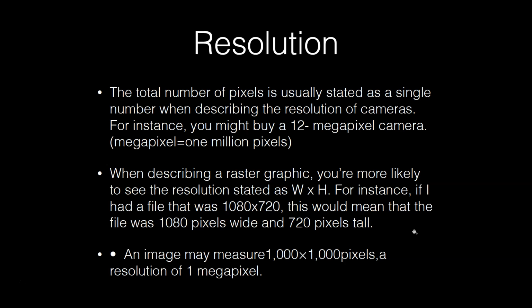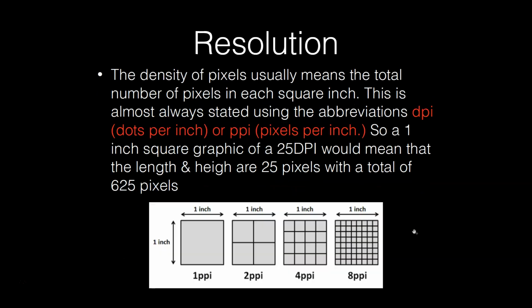An image that's 1,000 by 1,000 pixels is 1 megapixel. So it's just multiplying the width times height, and that's how you determine if it is 1 megapixel or not. But largely you don't refer to megapixels outside of purchasing cameras.